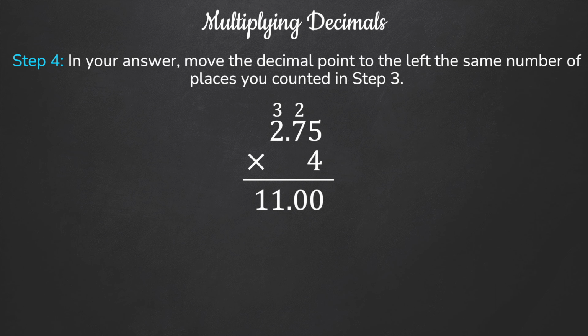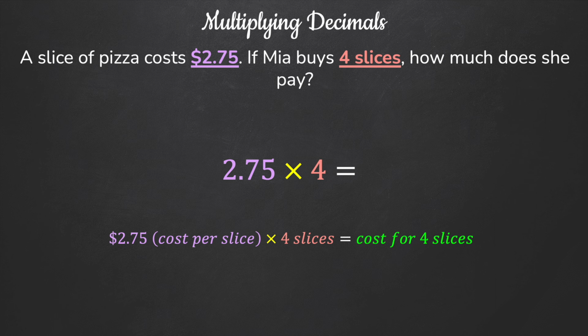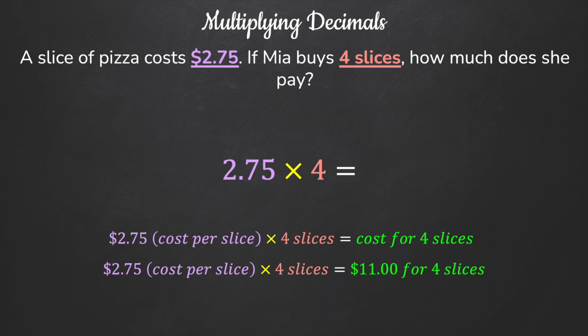Now here we have 11 with a decimal point and 2 zeros. We could leave it as is because we're talking about money, or you could drop the 2 zeros because it's not needed here. So that means if each slice costs $2.75 and Mia buys 4, she's going to pay $11 for 4 slices.